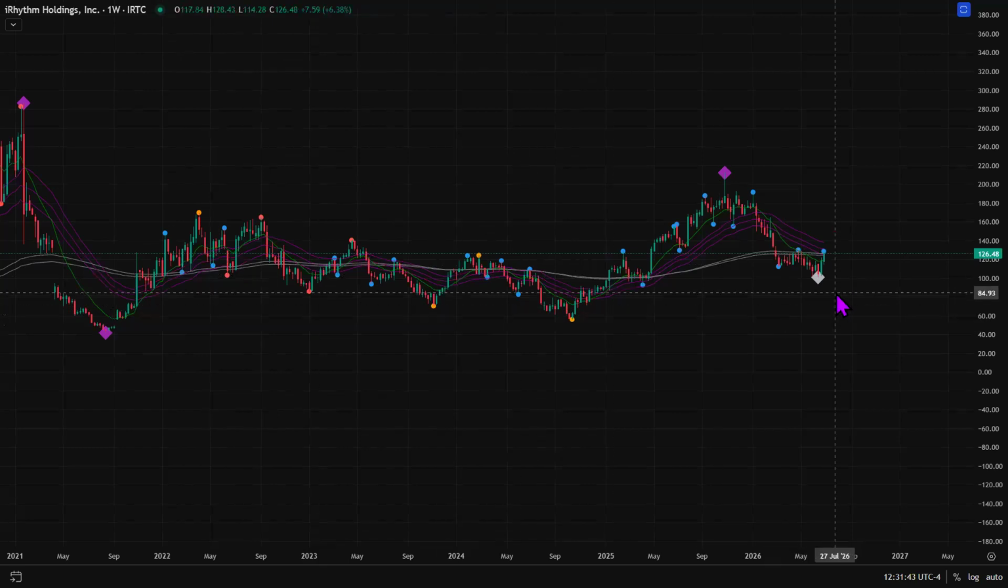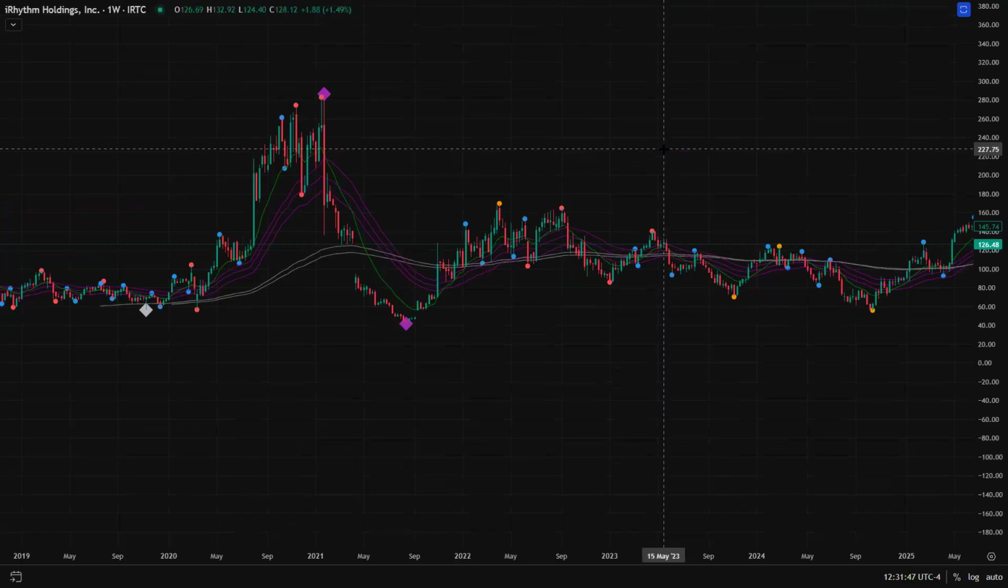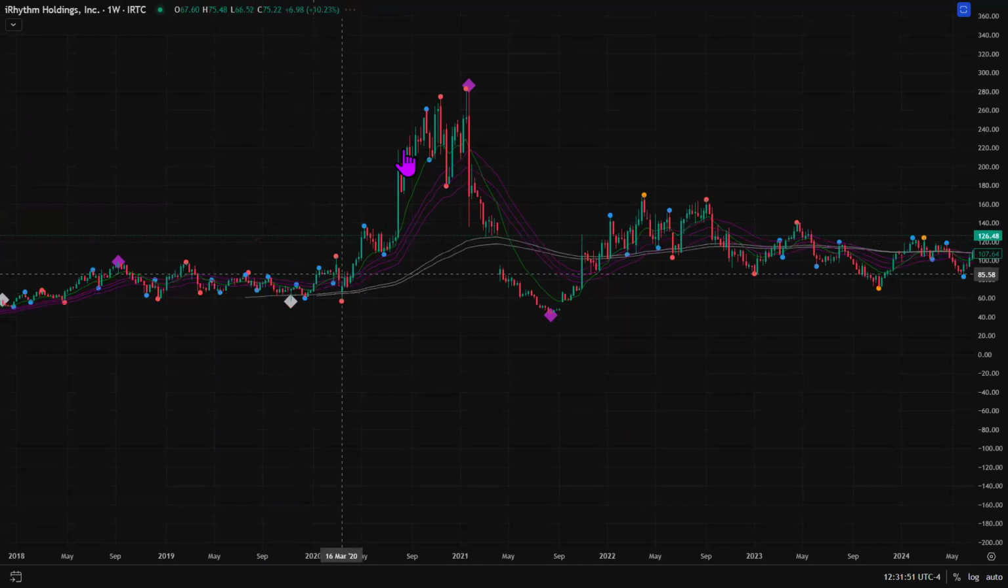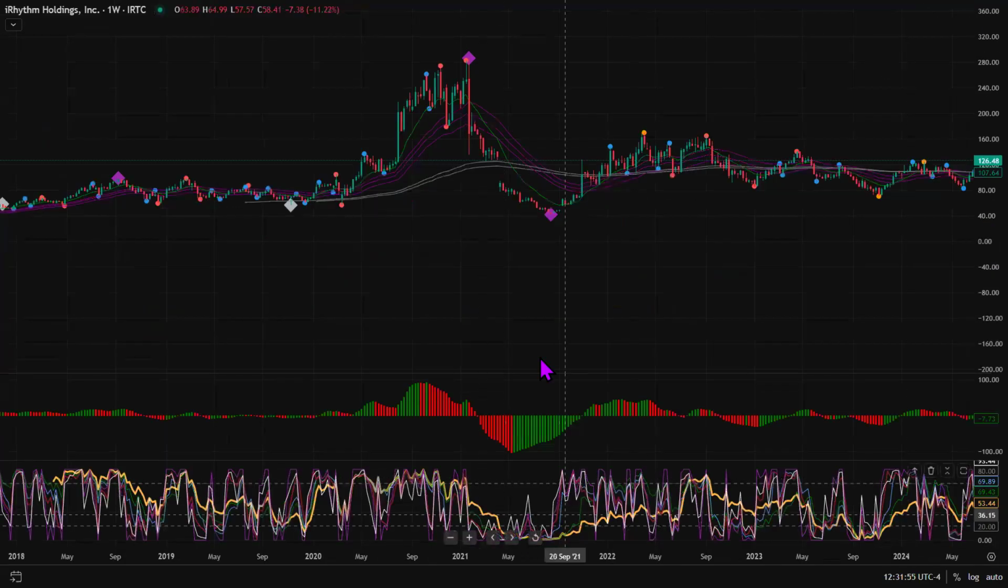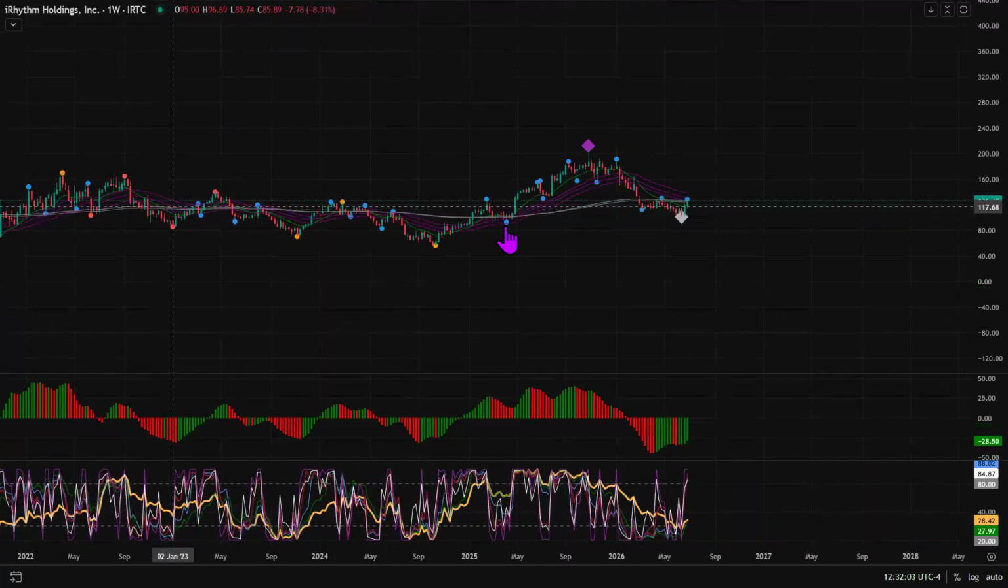This one looks more choppy, with moves higher. And then here, let me just stick these oscillators back on. With moves higher and then we retrace. I mean, this is not the ideal uptrend to look for.